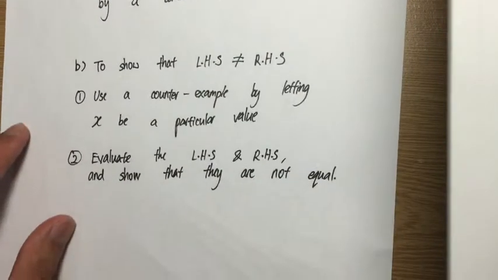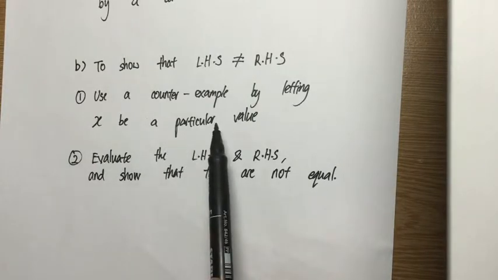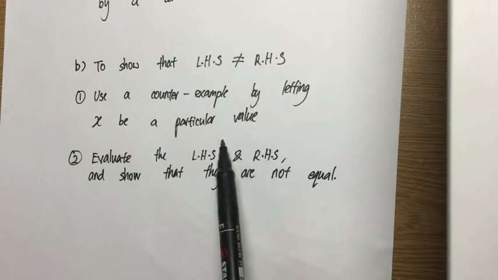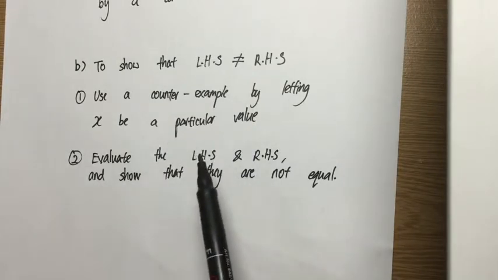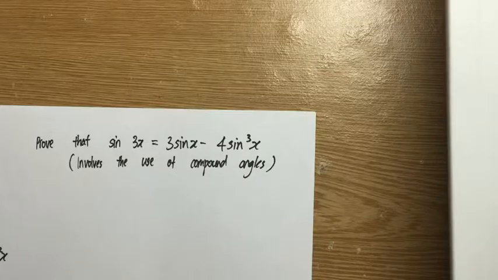The second type of questions which we can encounter is to show that the left-hand side is not equal to the right-hand side. In other words, we are trying to prove that a trigonometric identity is not an identity. We do so by using a counterexample, which is to let x be of a particular value, followed by evaluating the left-hand side and the right-hand side, and finally showing that they are not of equal value.